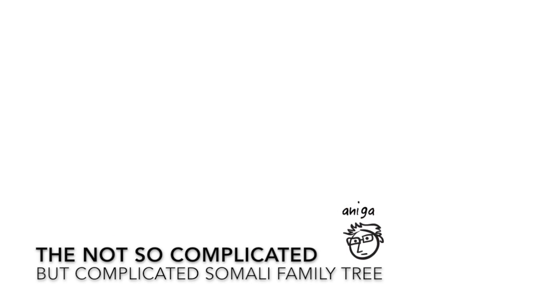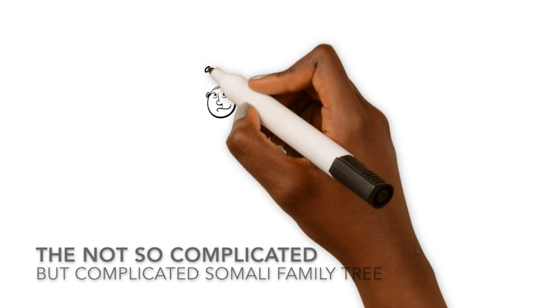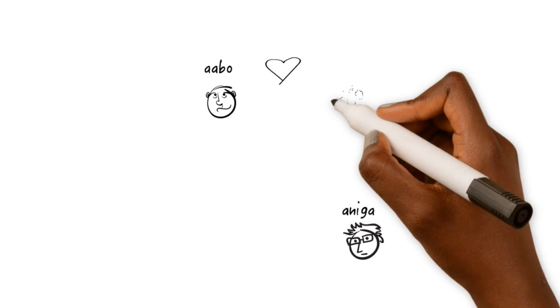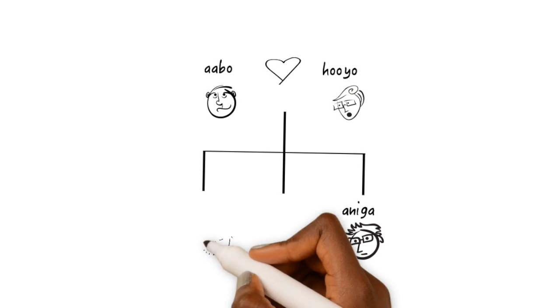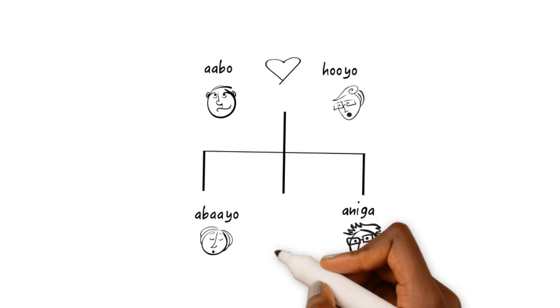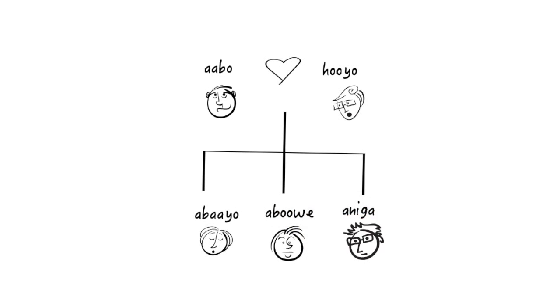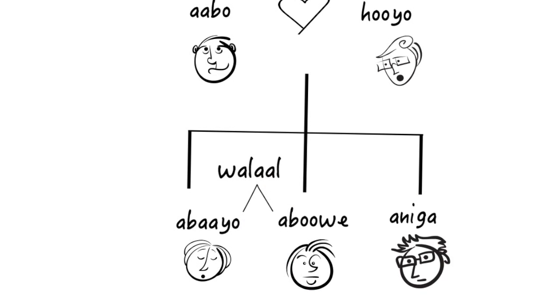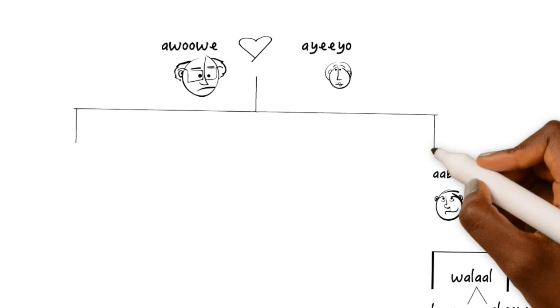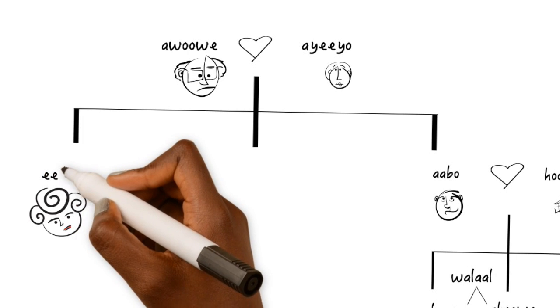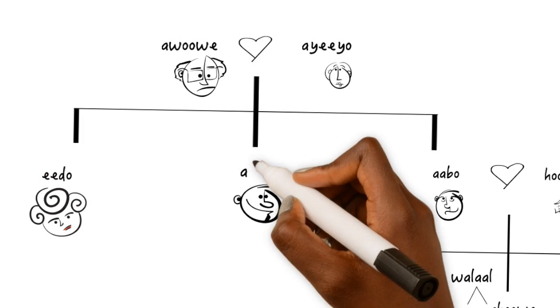This is me, Aniga. My father is Abo, and my mother is Hoyo. My sister is Abayo, and my brother is Aboy, or like they call it in the north, Walal. My father's father is Awowe, and my father's mother is Ayeyo, but you can also just call them Abo and Hoyo. My father's sister is Edo, and my father's brother is Ader.